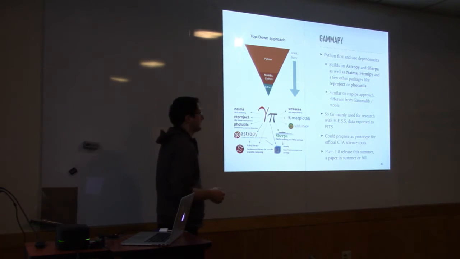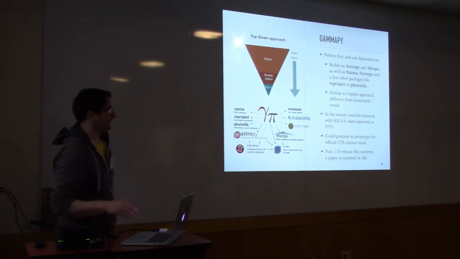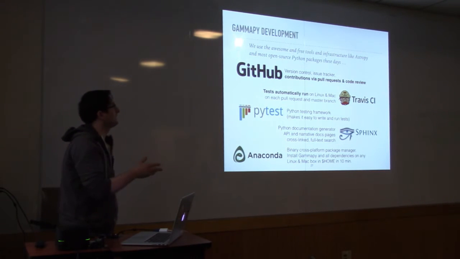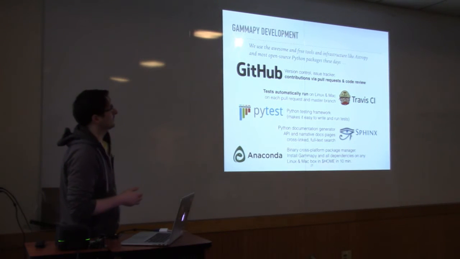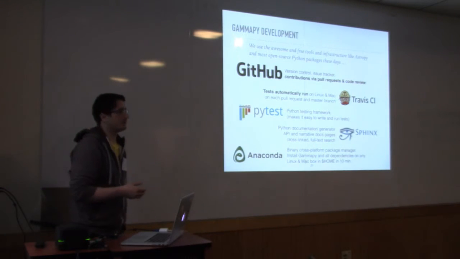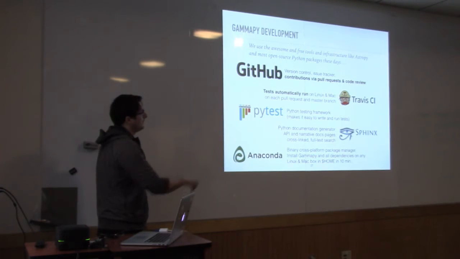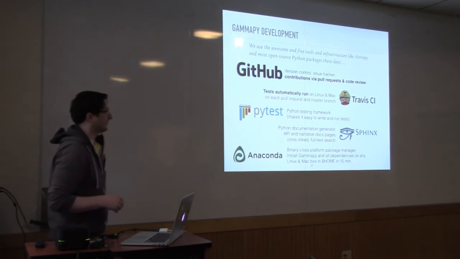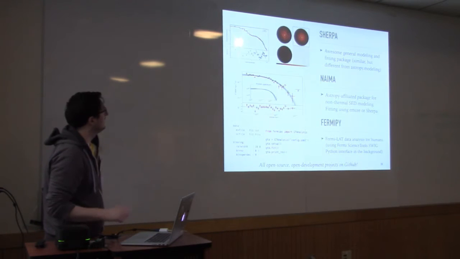We're thinking about proposing it as a prototype for CTA science tools, but the short-term plan is we want to do a 1.0 release this summer and then a paper soon after. So the development is, I think, pretty standard. Like we use all of the awesome and free tools and infrastructure, just like Astropy and most other open source Python packages these days. Development is on GitHub. Testing is done on Travis CI. We use pytest and Sphinx, and a lot of our users and developers use Anaconda to install the software.